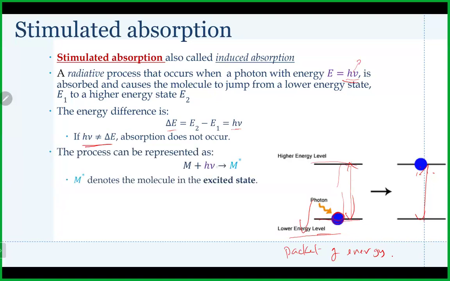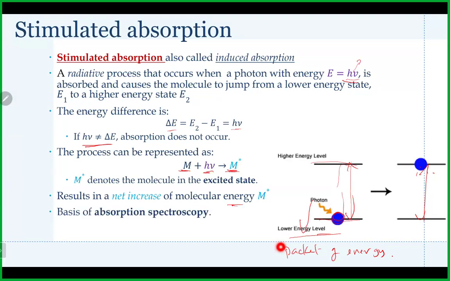And we often represent the process as M in the ground state going to an excited state after absorption of a photon. The net result is an increase in molecular energy because you have absorbed energy. This is the basis of any form of absorption spectroscopy. Experimentally, when you shine light and some of it is absorbed, and you record what is left, you will not see this frequency, and you know that energy has been absorbed.